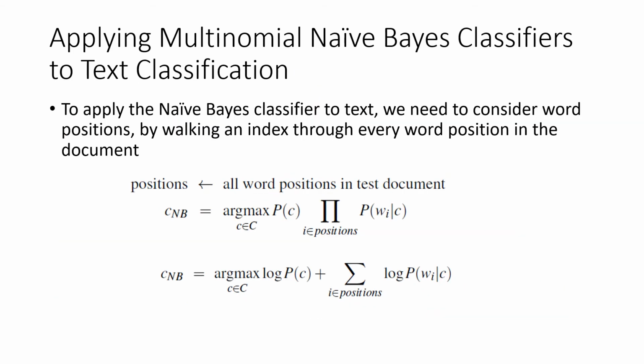To apply the Naive Bayes classifier to text, we need to consider word positions by simply walking an index through every word position in the document. Naive Bayes calculations are done in log space to avoid underflow and increase speed. By considering features in log space, the equation computes the predicted class as a linear function of input features. Classifiers that use a linear combination of inputs to make a classification decision are called linear classifiers.